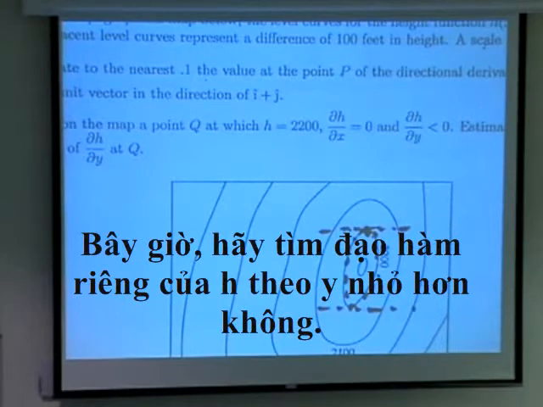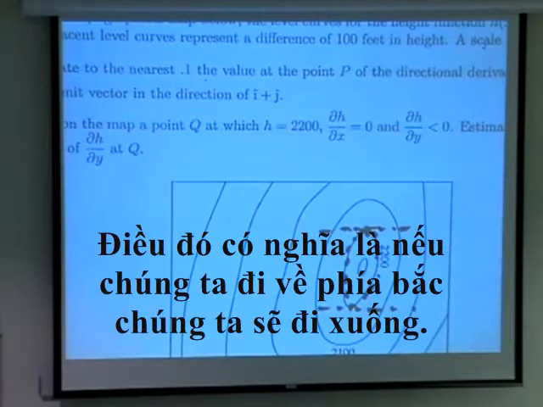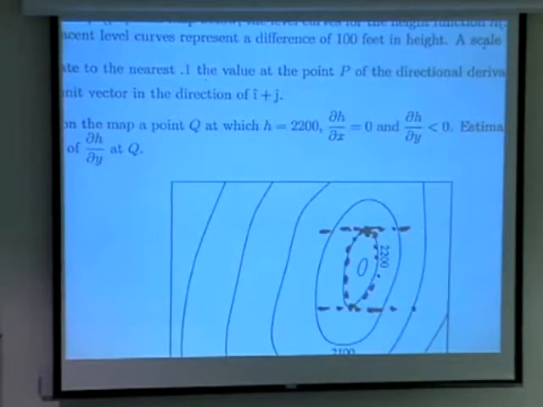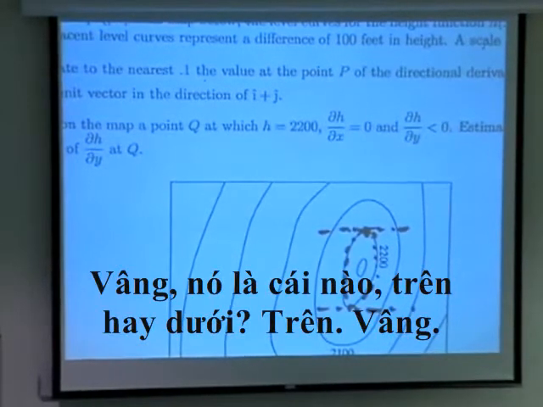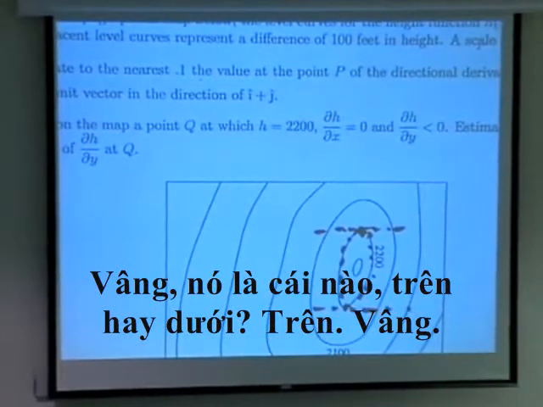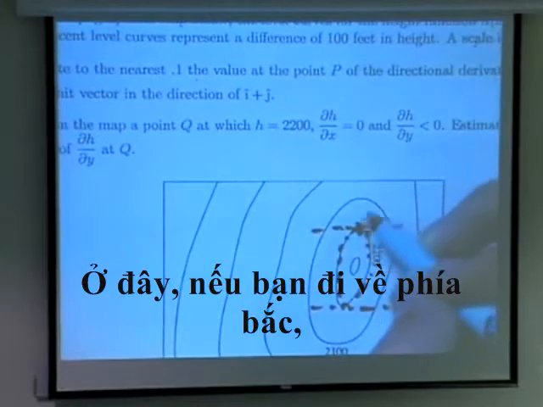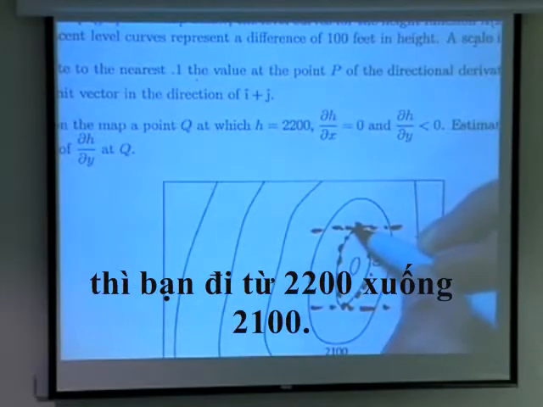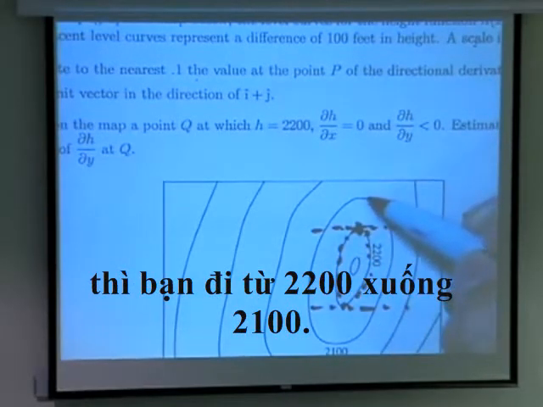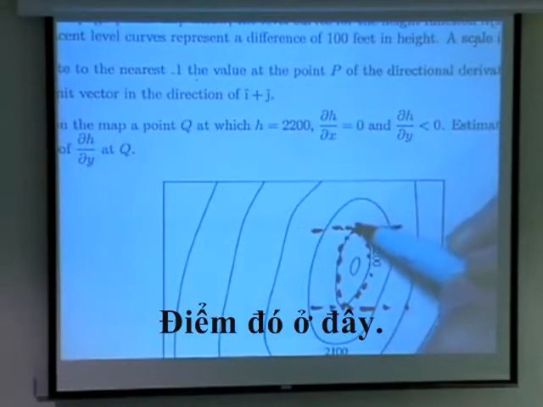Now, we're also told partial h, partial y is less than 0. So that means if we go north, we should go down. Well, which one is it, top or bottom? Top, yes. Here, if you go north, then you go from 2200 down to 2100. So this is where the point is.